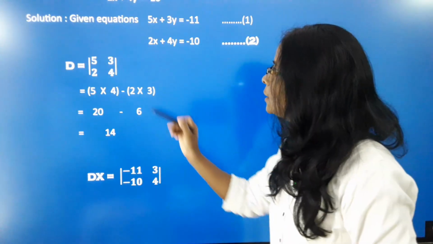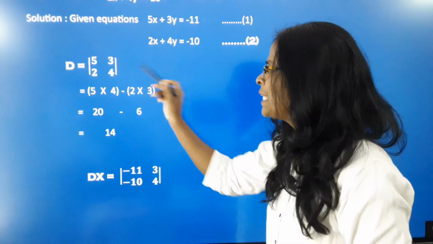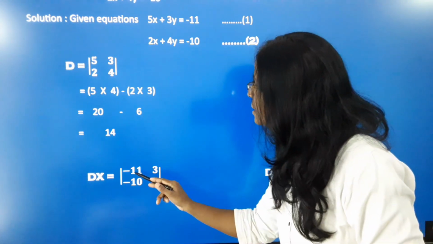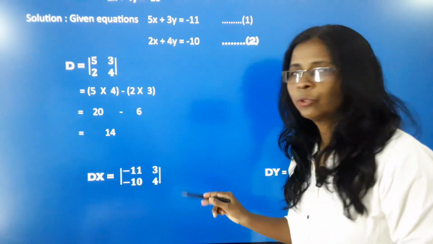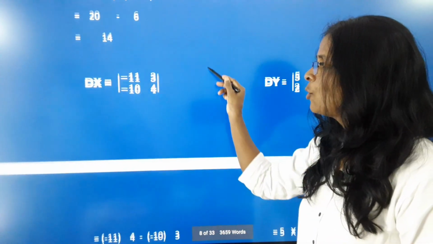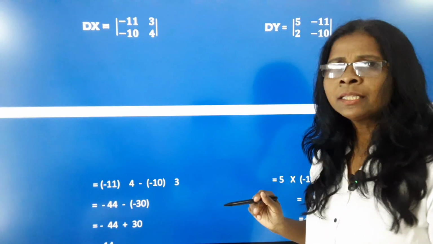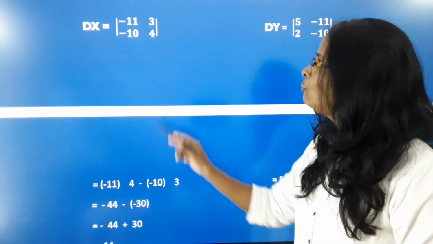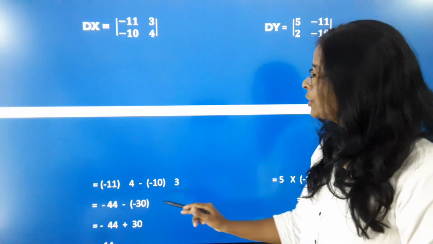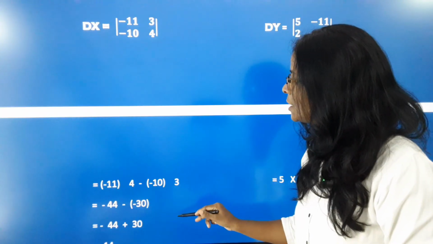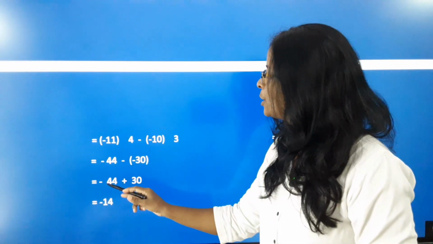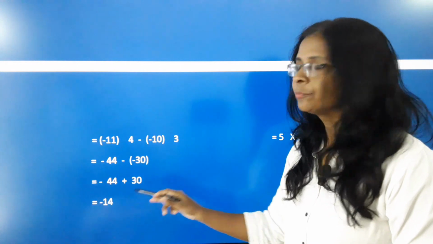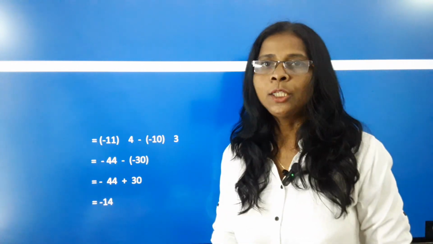Okay. And then write the coefficient of y as it is, that is 3, 4. So our determinant Dx will be minus 11, 3, minus 10, 4. Now calculate this Dx by cross multiplication: minus 11 into 4 minus of minus 10 into 3. So minus 44 minus of minus 30, that means minus 44 plus 30, which is equal to minus 14. This way we calculate Dx.